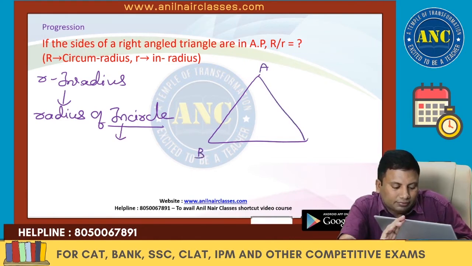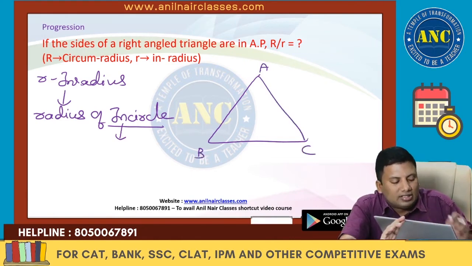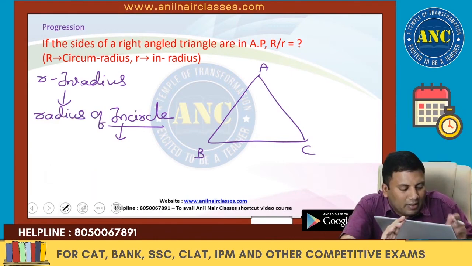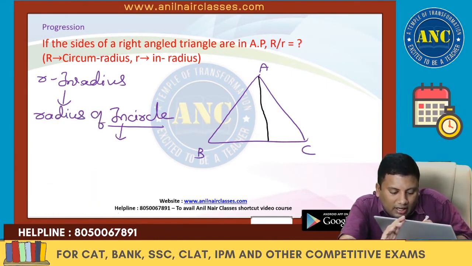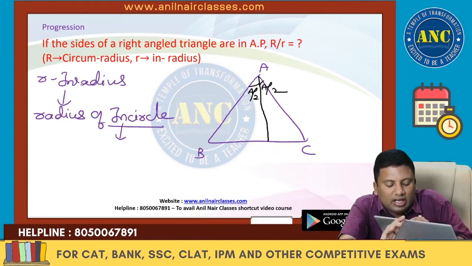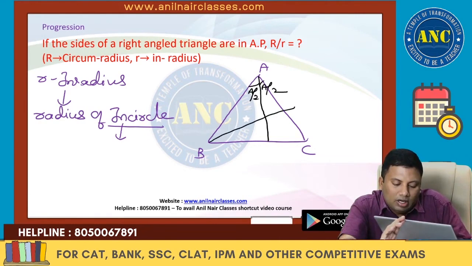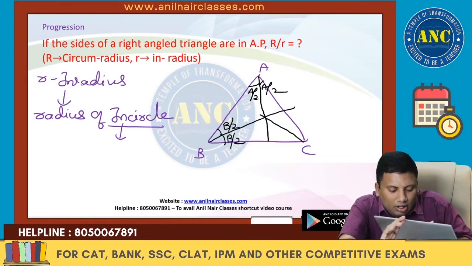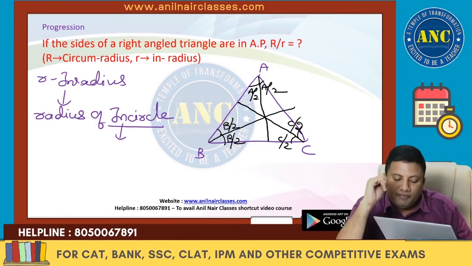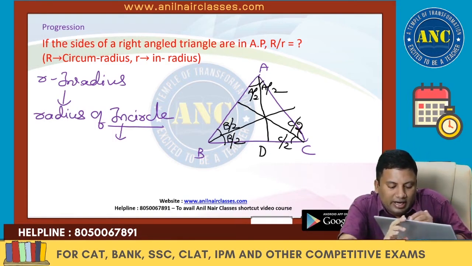ABC. Some angle A is there. Drop a line which will divide this angle into two equal parts, A by 2, A by 2. Drop a line which will divide angle B into two equal parts, B by 2, B by 2. Drop a line which will divide angle C into two equal parts, C by 2, C by 2. This is nothing but AD, BE and CF.